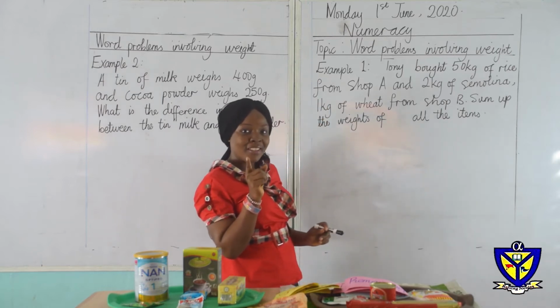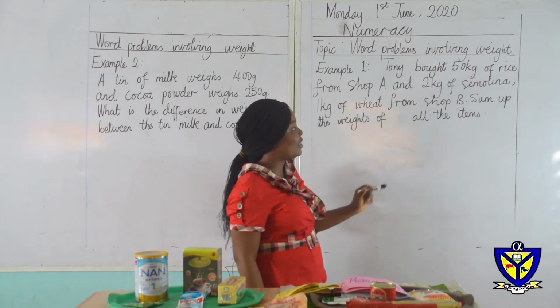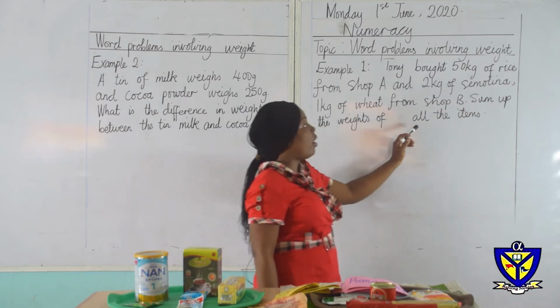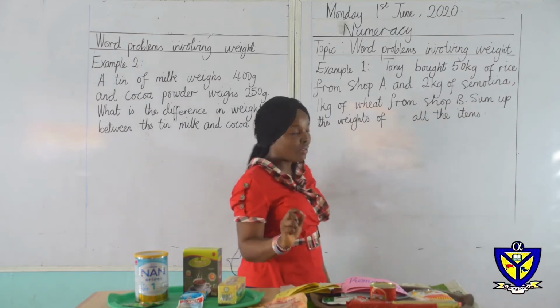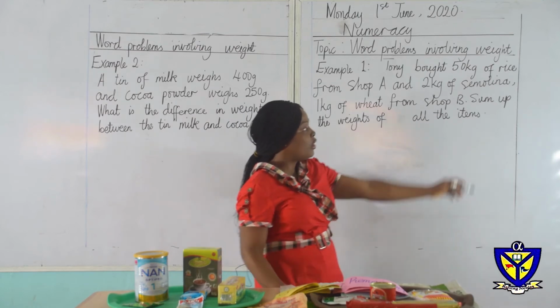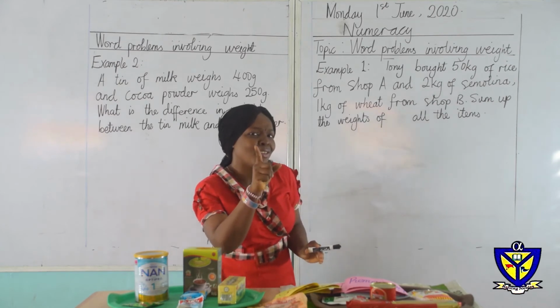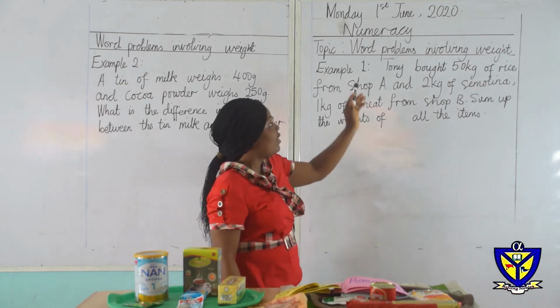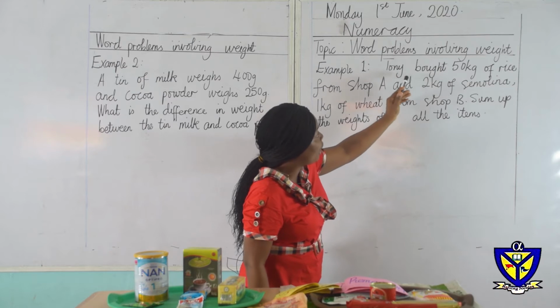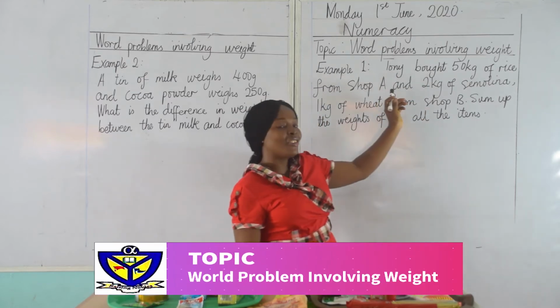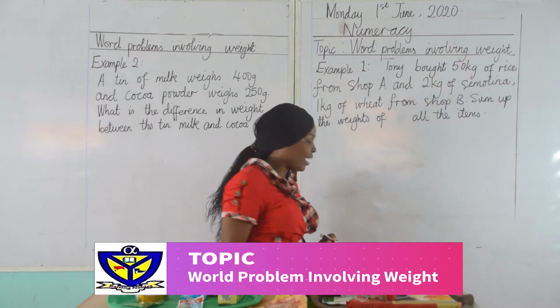Now you can see the question is coming up. The question says, sum up the weights of all the items. Remember when I was explaining, I mentioned that sum is under addition. That means this problem we are going to solve on the board, we are going to use the sign of addition.